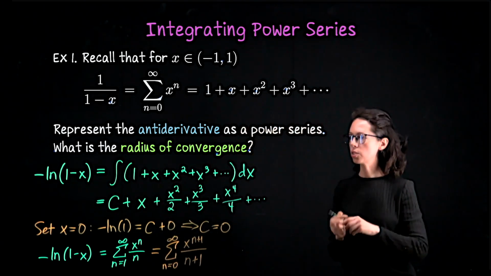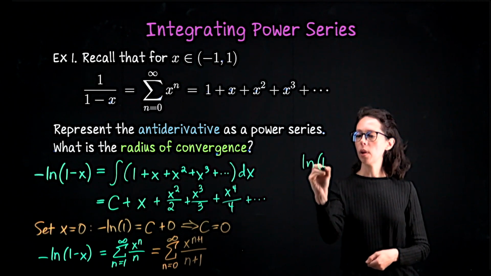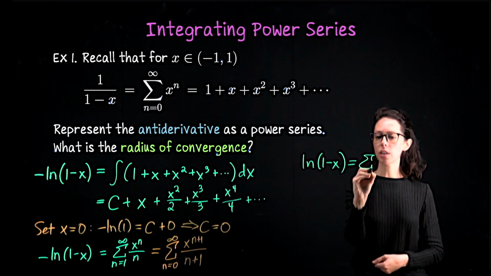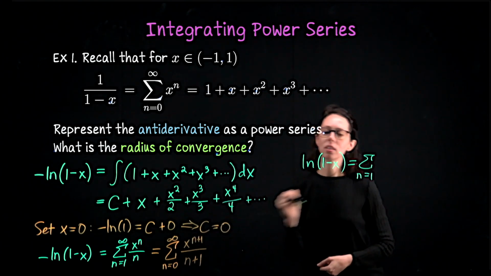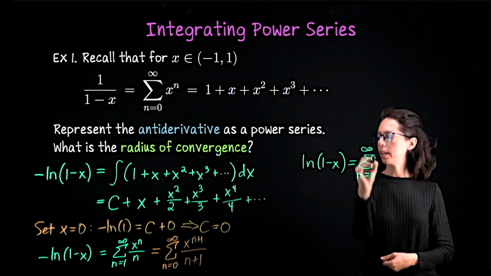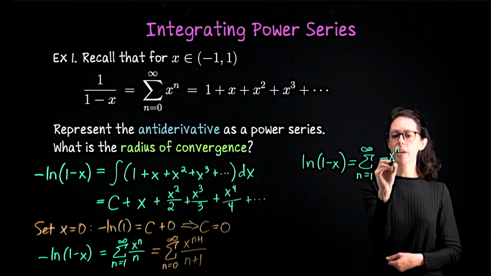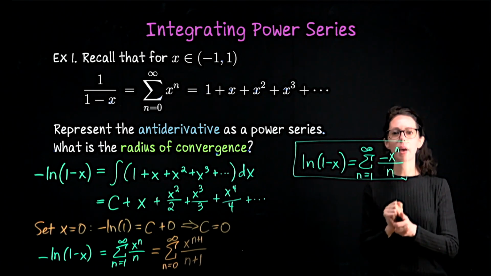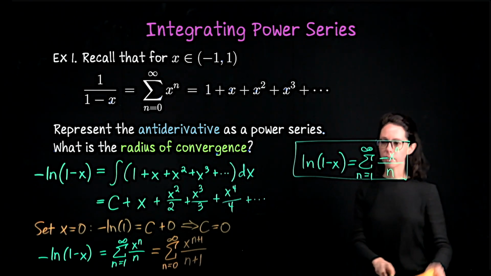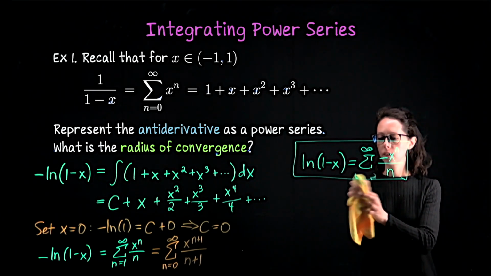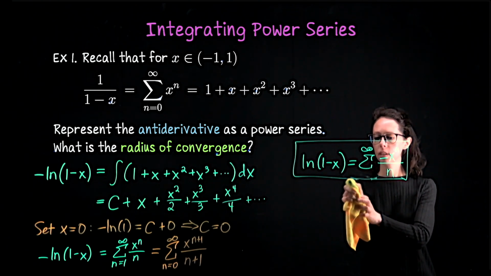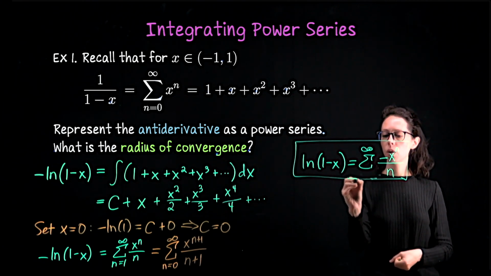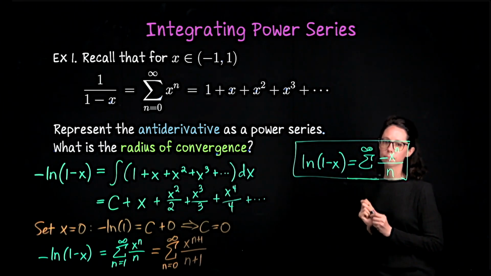We can say that natural log of 1 minus x, this function, without the negative in front, has a power series representation. How about we take the first form because it looks a little nicer, going from n equals 1 to infinity, negative x to the n divided by n. Okay, so we got this power series representation for natural log of 1 minus x through the act of anti-differentiation. Let's also figure out for this first example what the radius of convergence is.